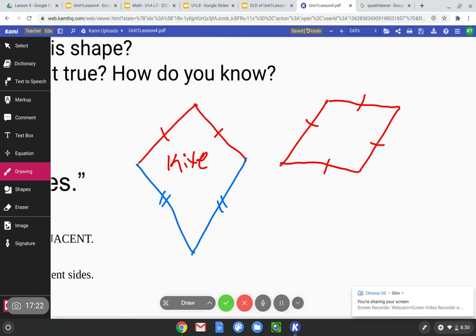But a rhombus, remember, all sides must be congruent, two pairs of parallel lines, and four sides. So we know the rhombus is part of the quadrilateral, trapezoid, parallelogram, and rhombus family. But the kite is only part of the quadrilateral and kite family.